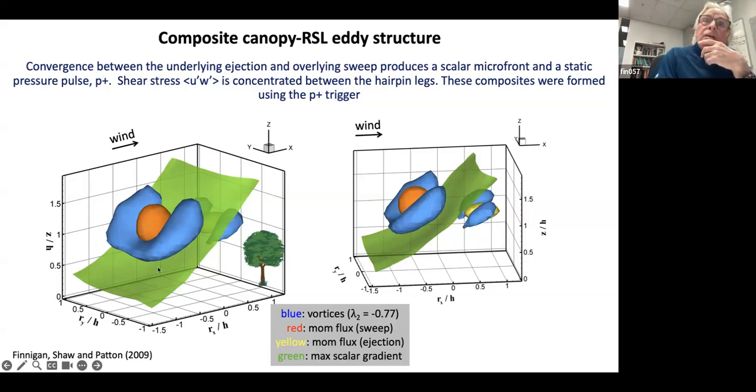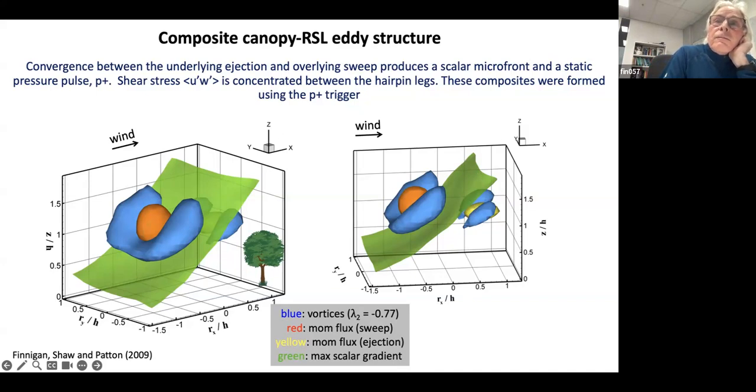So you can see the head down hairpin following the head up hairpin, the scalar microfront in between, and located between the legs of the hairpins is a peak in UW, in this case a sweep, positive U and negative W, in this case an ejection, negative U prime and positive W prime.